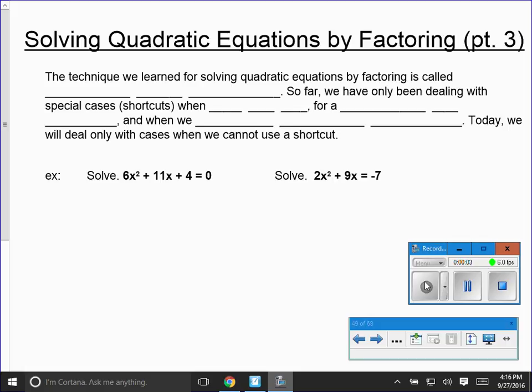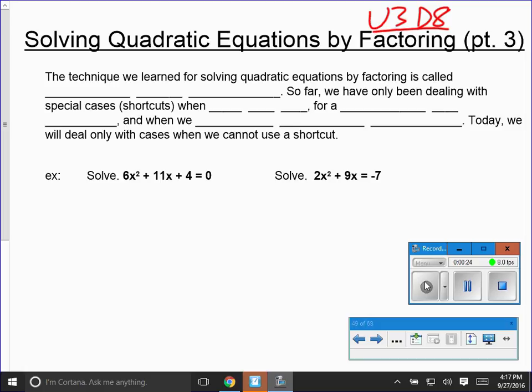It's going to be our video for Unit 3, Day 8. So, just like the last 2 days, we're going to be solving quadratic equations by factoring. What's going to be different this time around is we're not going to have our shortcuts. We're going to have to do this the longhand way, just like we did on the first day.